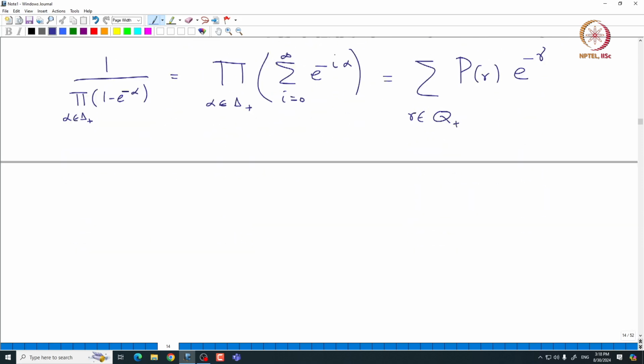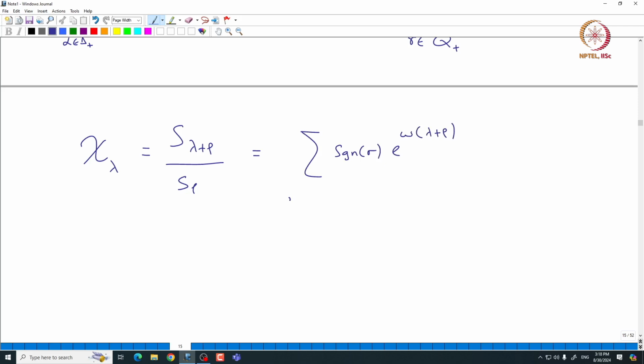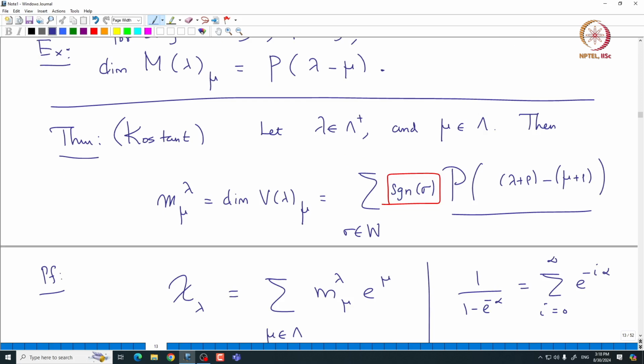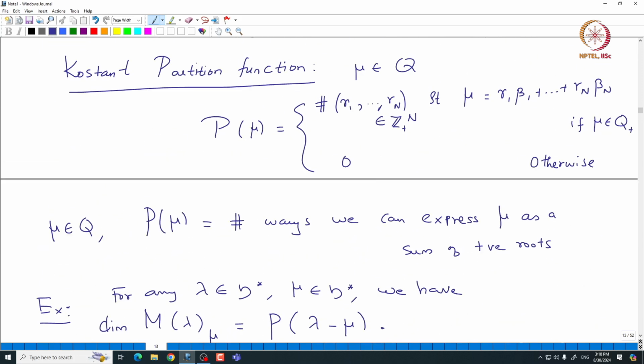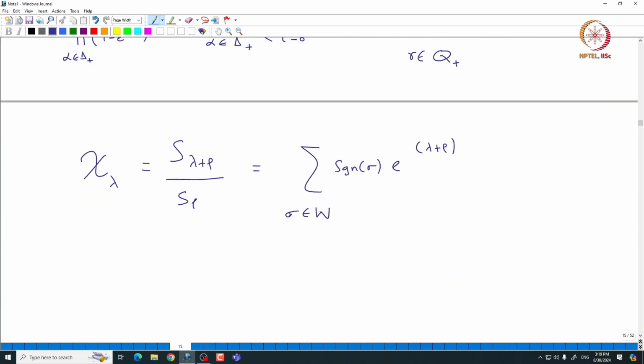So, in particular, if we use this explicit expression of the inverse of S rho in the character formula, then the character formula says chi lambda is given by S lambda plus rho divided by S rho. So, that means this is exactly equal to the summation of sign of sigma e power sigma of lambda plus rho. Sigma in W, that sigma should appear here. Then you can see that this summation over sigma in W of e power sigma of lambda plus rho is going to be exactly S lambda plus rho.